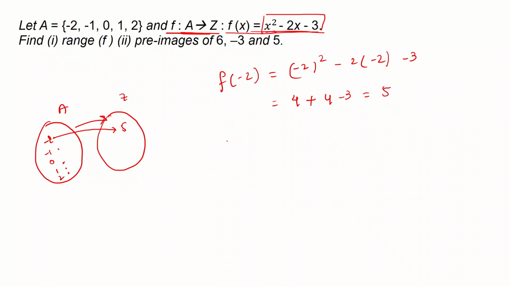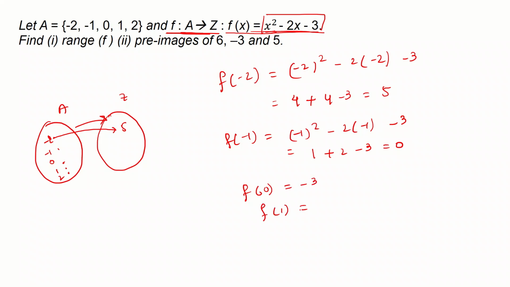Alright. Now where does -1 go? f(-1) is equal to (-1) squared minus 2 times -1 minus 3, which is equal to 1 plus 2 minus 3, which is equal to 0. Similarly, f(0) goes to -3. f(1) goes to 1 minus 5, which is -4. I'm just writing down the answers, but you must verify yourself. And f(2) is equal to 4 minus 4, 0 minus 3.